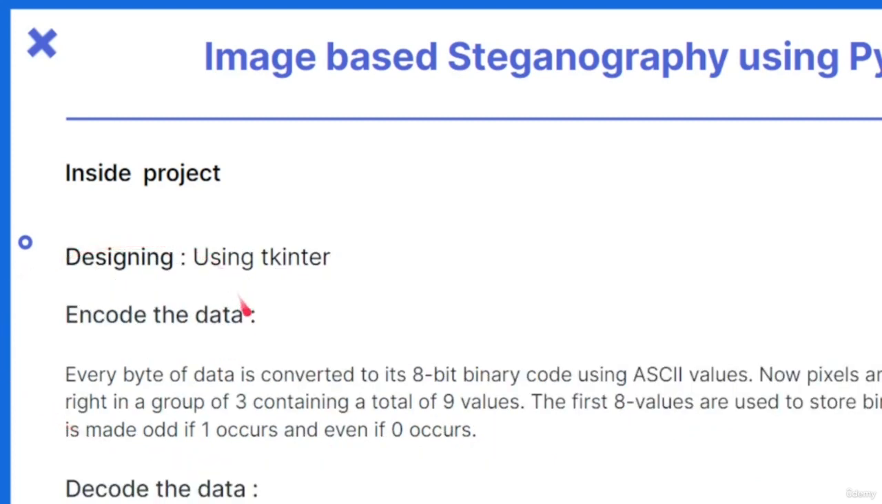Now our project will be divided into three parts. The first is the designing, in which we are going to design our application. All the designing work will be done with tkinter, so we'll be using different features of tkinter like frames, labels and grids to design our application. The next part is how we are going to encode and decode the data. We will be writing various functions for encoding and decoding our data inside the image. The logic behind this is that we are going to take 3 pixels.